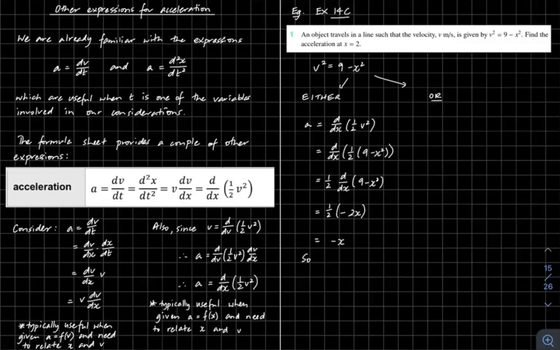So we're trying to find the acceleration at x equals 2. So at x equals 2, the acceleration is going to be negative 2 meters per second squared, just subbing that into the expression that we found. So that's one way that we could go about that. The other is to say, well, let's start with our expression v squared equals 9 take x squared, and then just differentiate both sides with respect to x.